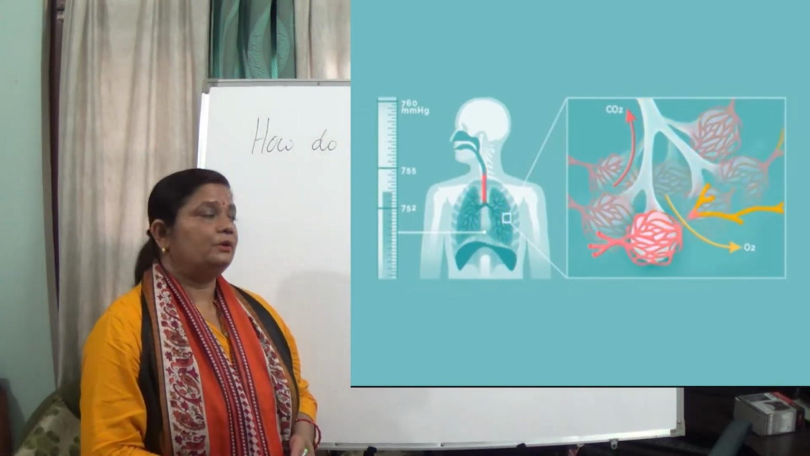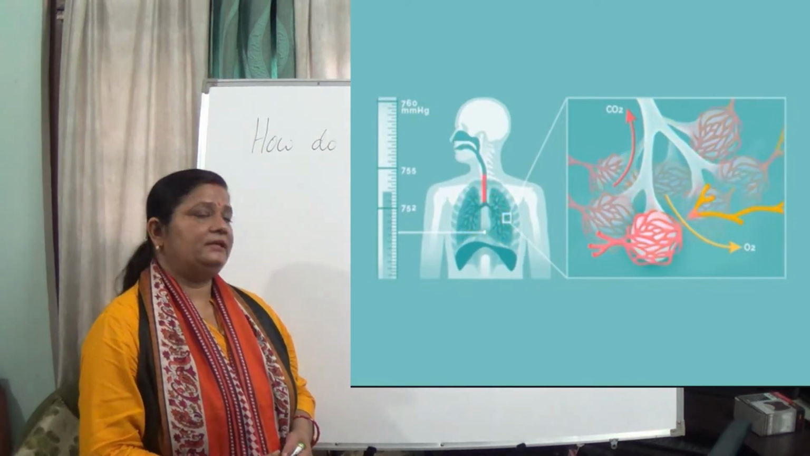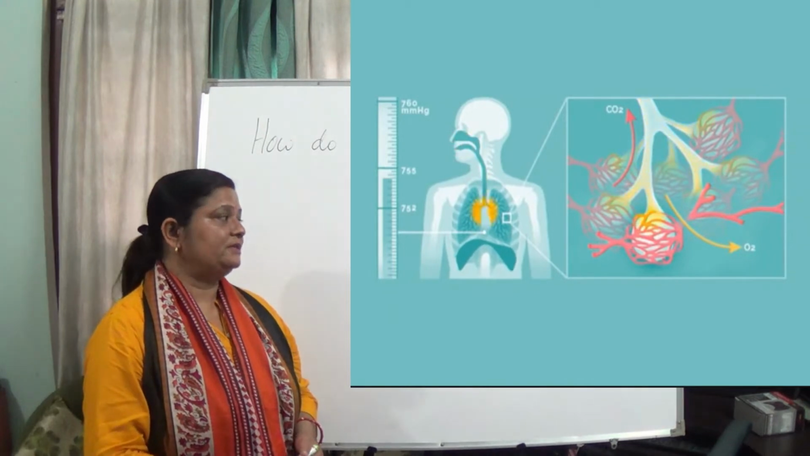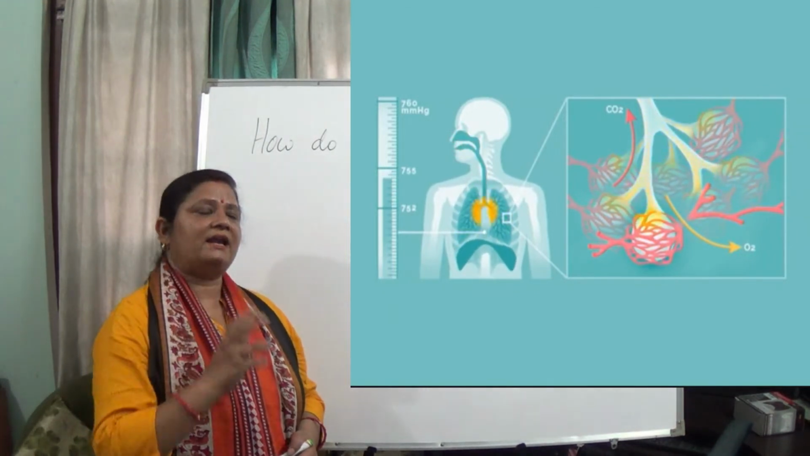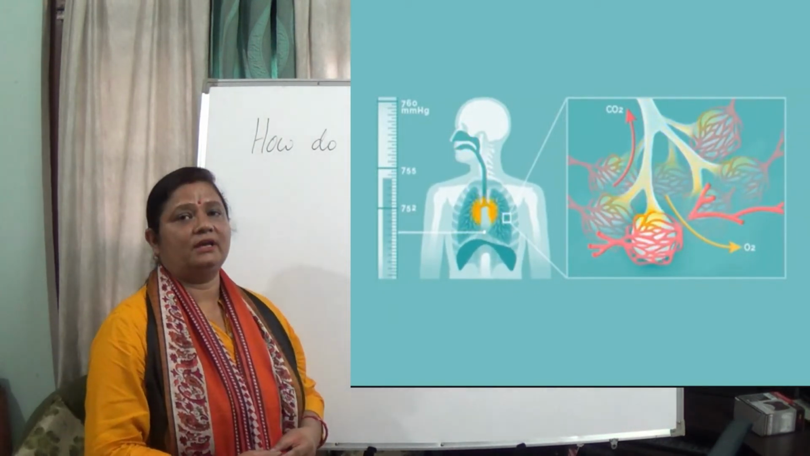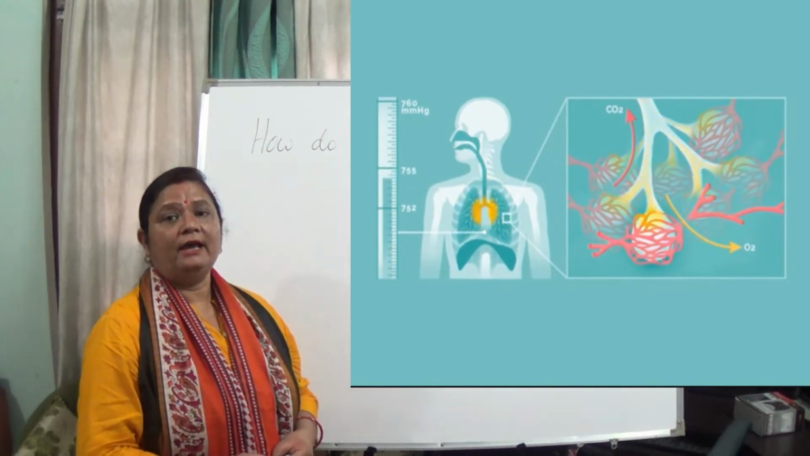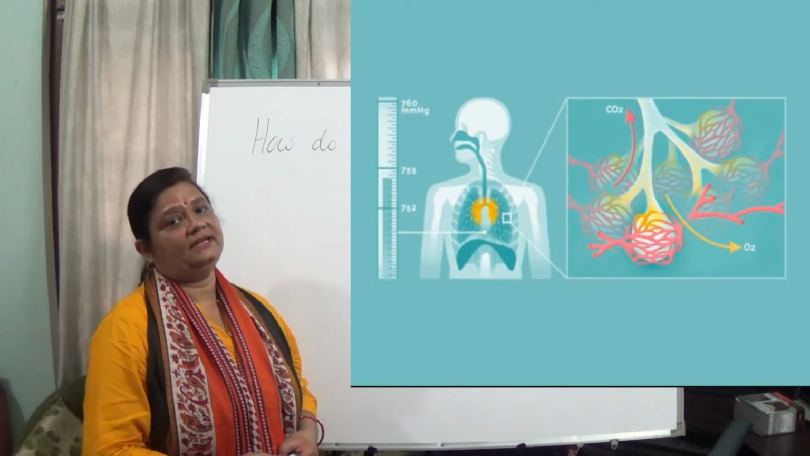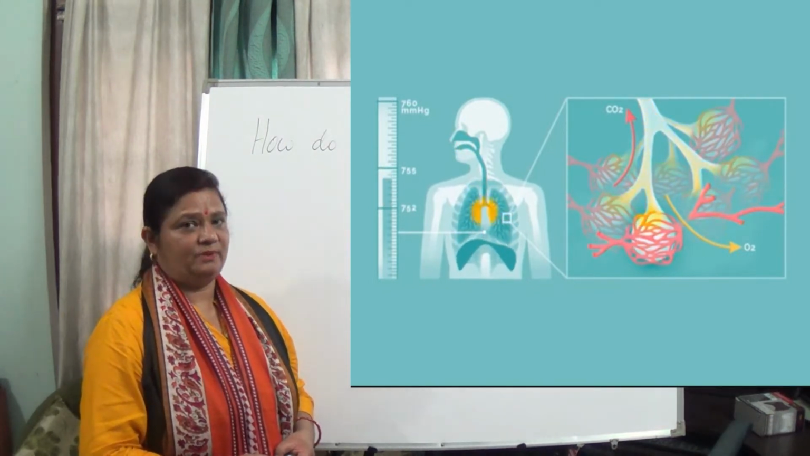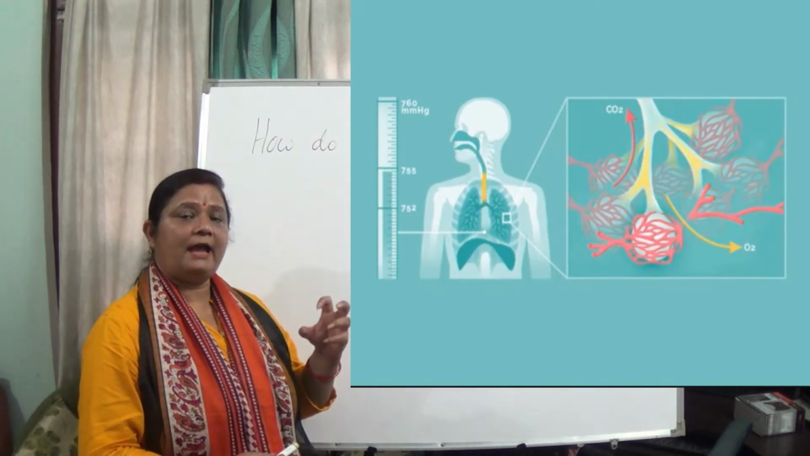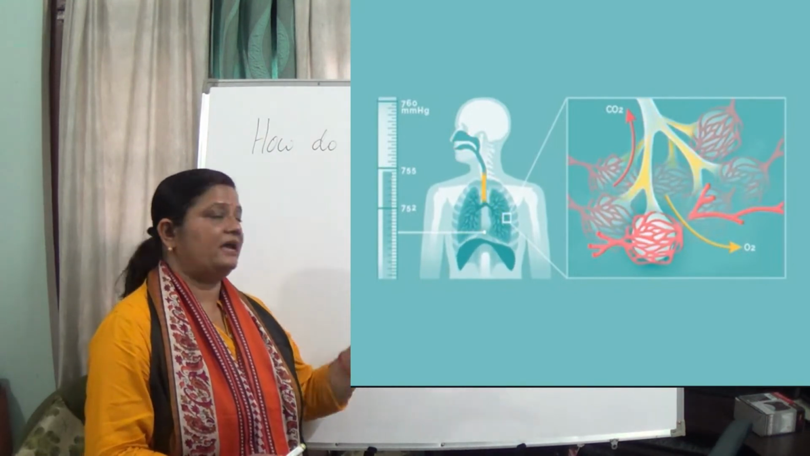Now from this, air enters into the bronchus, then the bronchioles, and then small sac-like structures you can see over here, the alveoli. Here in the alveoli, the gaseous exchange takes place. How does the gaseous exchange take place? Through the blood capillaries which surround the alveoli.